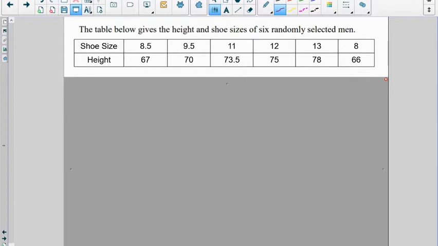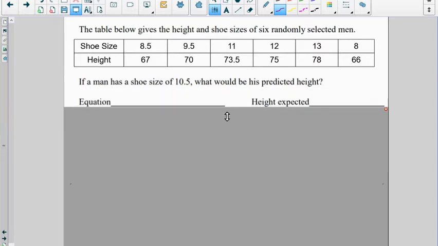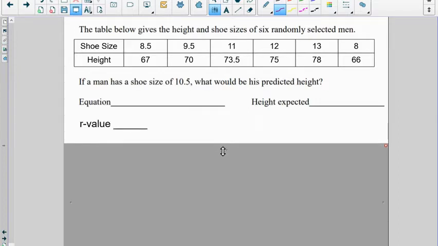All right, let's take a look at our next linear regression example. This time we're looking at a table that gives the height and shoe sizes of 6 randomly selected men. What we're going to do with this data is use Desmos graphing calculator to make a scatter plot, recognize the correlation of the data, find the equation for the trend line, the line of best fit, and then use that to answer the question. If a man has a shoe size of 10.5, what would be his predicted height?